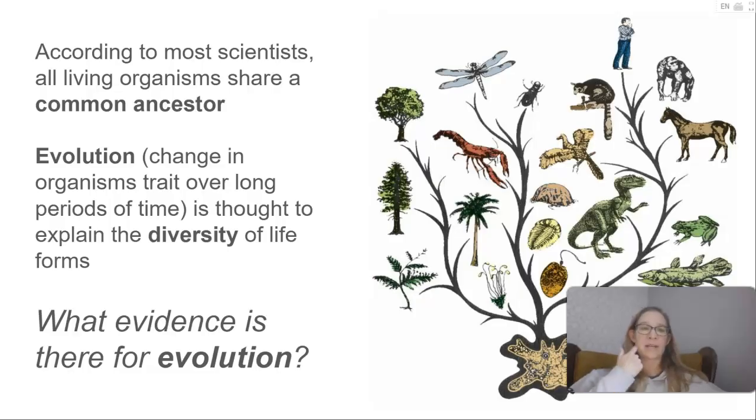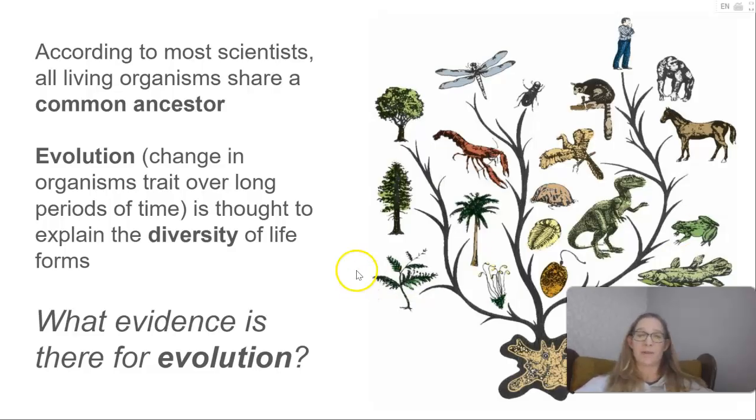All right, so according to most scientists, all living organisms share a common ancestor. So the theory is that we all come from one common ancestor, and that over time we've moved into different environments and have adapted to those environments or moved on to other environments, and that those changes that happen as a result of moving into those environments results in evolution. And this is defined as change in organisms' traits over long periods of time. Okay, and this is thought to explain the diversity of life forms.